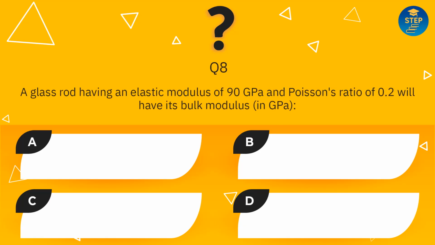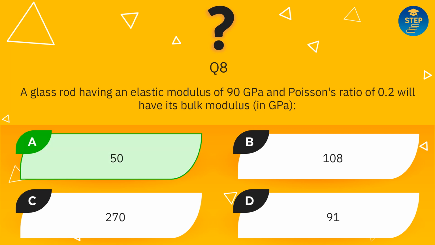A glass rod having an elastic modulus of 90 GPa and a Poisson's ratio of 0.2 will have its bulk modulus in GPa of 50, 108, 270, 91. Answer is 50.